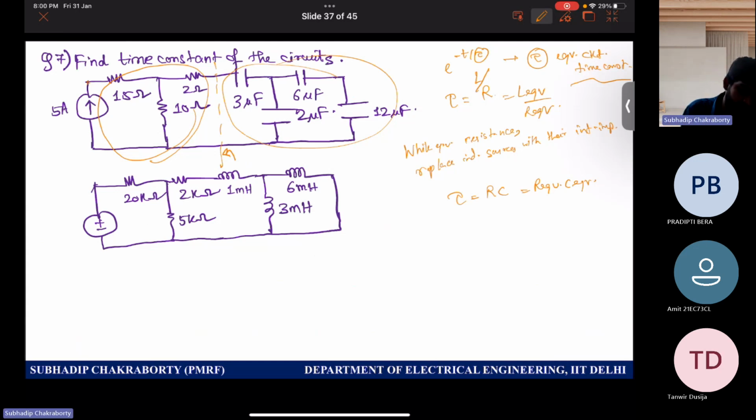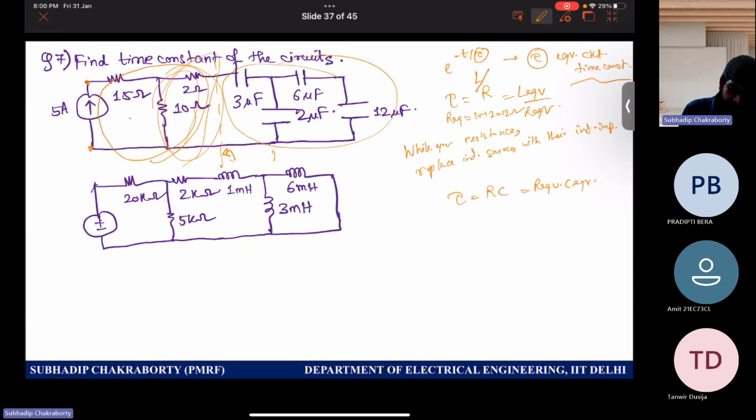So for the current source, you replace it with an open circuit. And hence, for the first one, this is only 10 plus 2, seeing from this node. So R equivalent is 10 plus 2, 12 ohm.